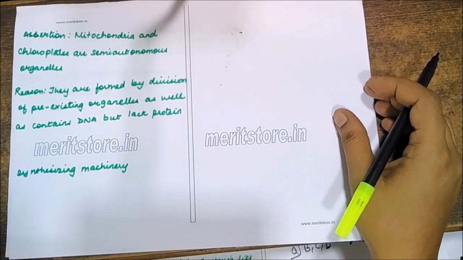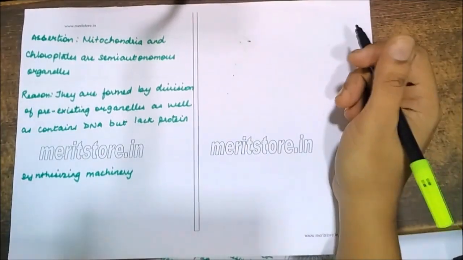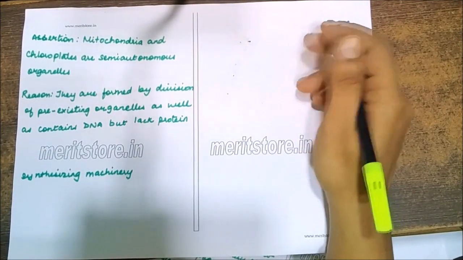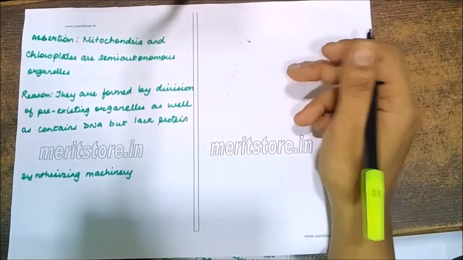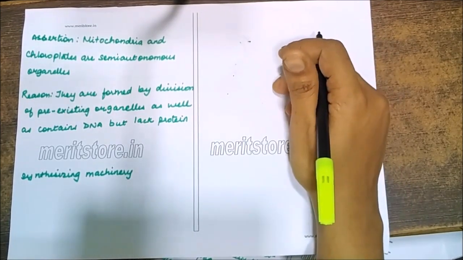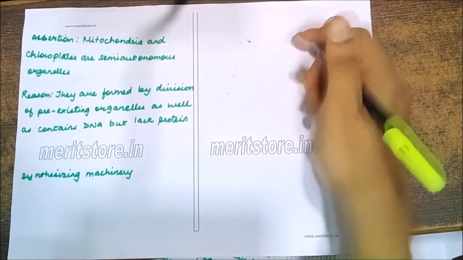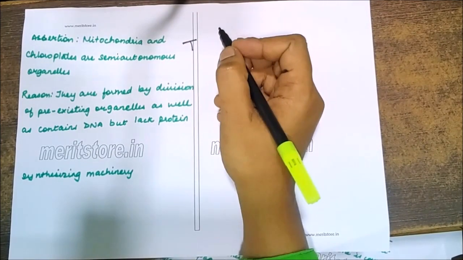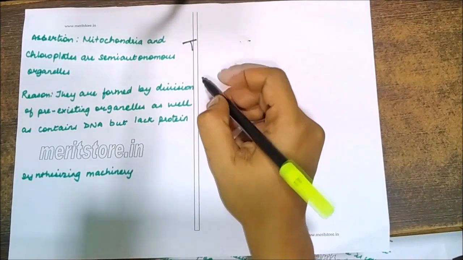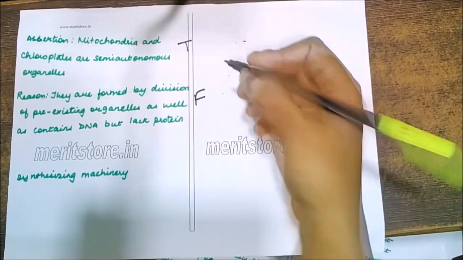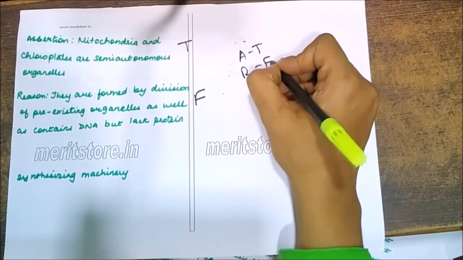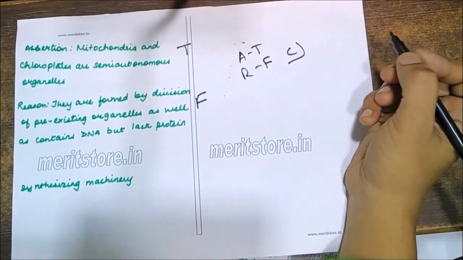Okay, next we are moving on to assertions. Here we have to say option A when the assertion is true and the reason is also true, and the reason is a correct explanation for A. Let's first see this. The assertion says mitochondria and chloroplast are semi-autonomous organelles. So the assertion is true. The reason says they are formed by division of pre-existing organelles as well as contain DNA but lack protein synthesizing machinery. Now this statement is false. When the assertion is true and the reason is false, the option that you're going to take is C.